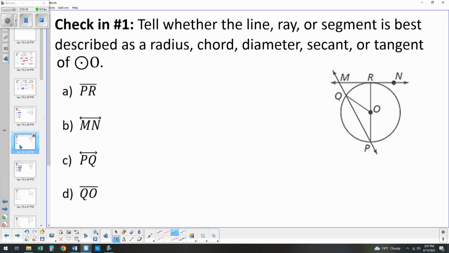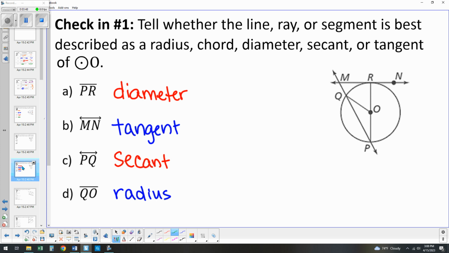So you go ahead and try this one. Pause when you're ready to see the answer, hit play. All right, so segment PR was a diameter, line MN was a tangent, line PQ was a secant, and segment QO was a radius.